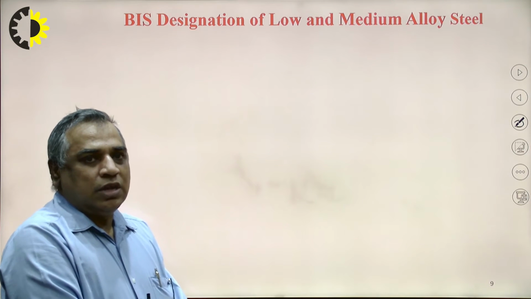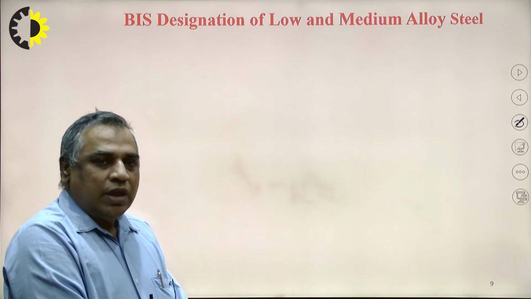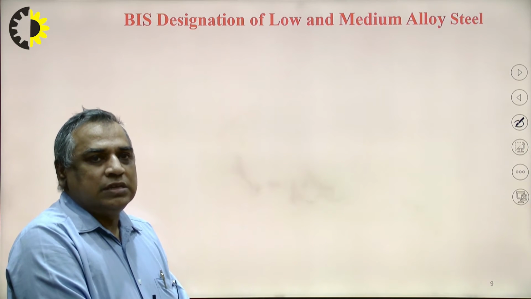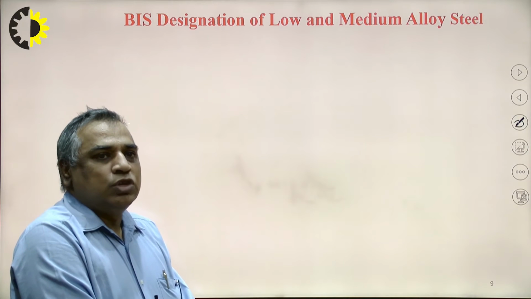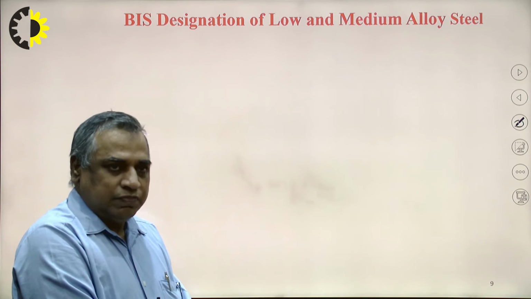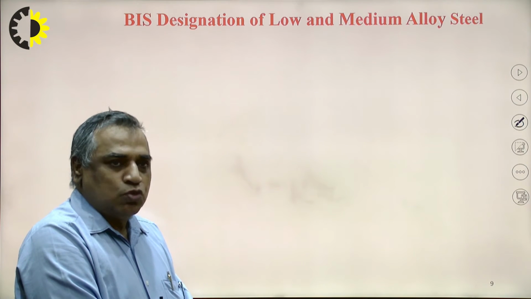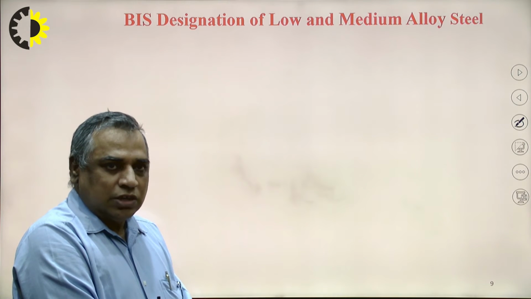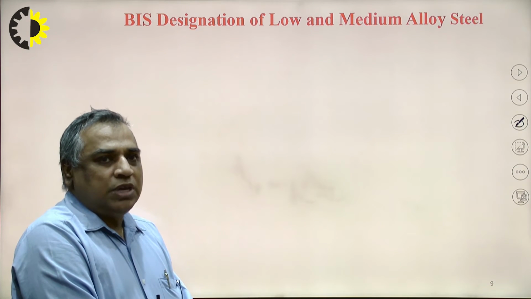First, the alloy steel we have discussed earlier. If the elements added in this steel are more than or equal to the specified percentage in the table we discussed in the last slide, then that is alloy steel. Otherwise it is unalloyed steel. Now what is low and medium alloy steel?